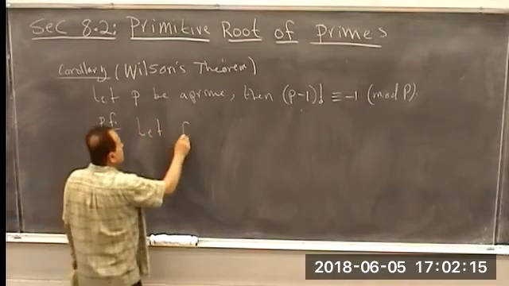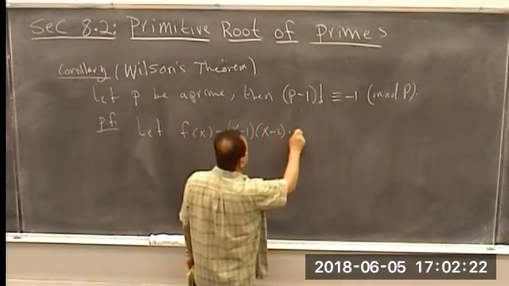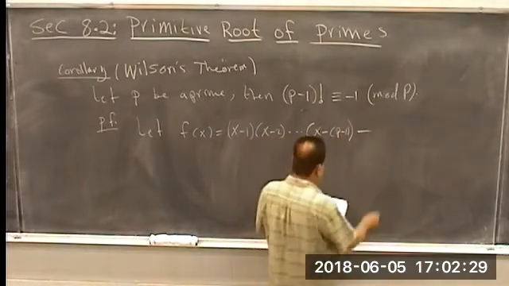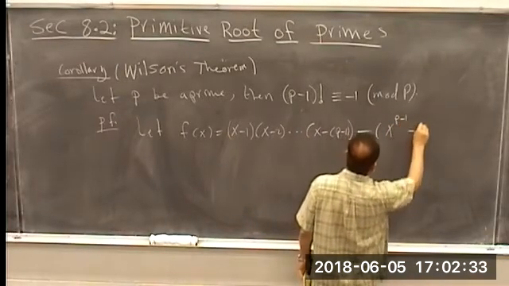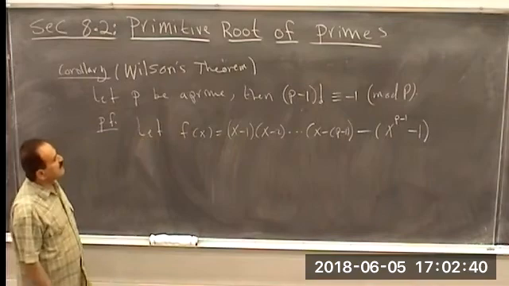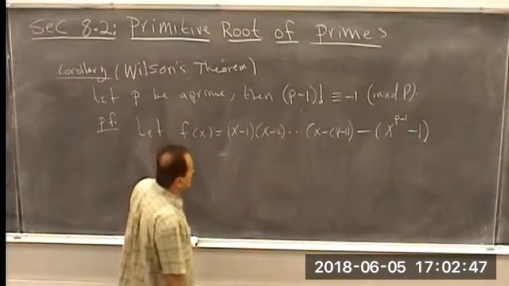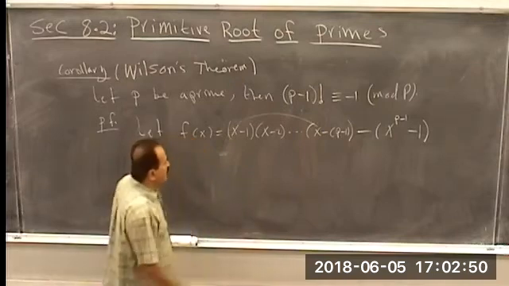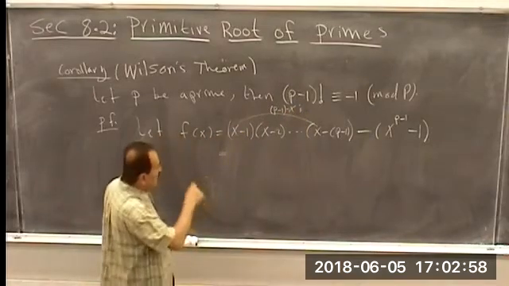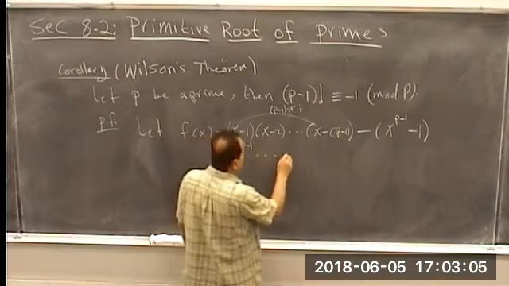So I'm going to let f of x equal x minus 1, x minus 2, up to x minus p minus 1, minus x to the p minus 1 minus 1. We're going to define this polynomial. Of course, it has integral coefficients. And if I multiply it out, there are p minus 1 x's in here. So when I multiply it out, we're going to come up with x to the p minus 1, plus, of course, other terms.